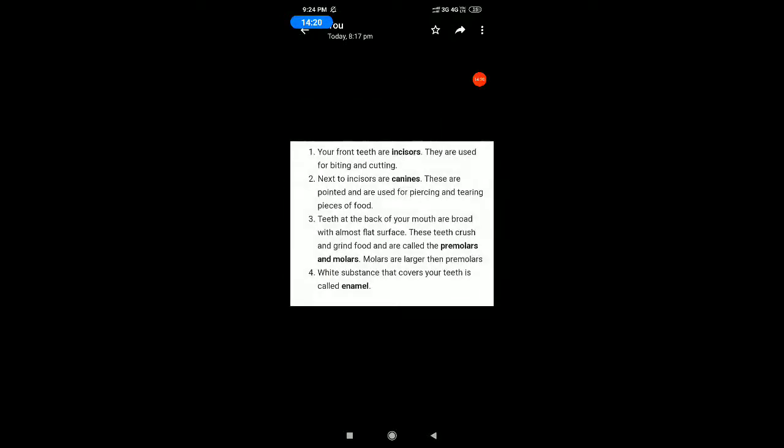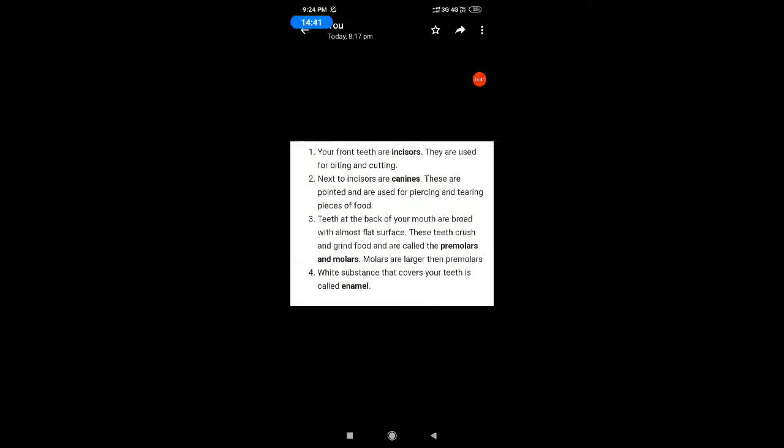Okay. First one, incisors. Your front teeth are incisors. All of you see your book and your diagram of different types of teeth. Your front teeth are incisors. They are used for biting and cutting.